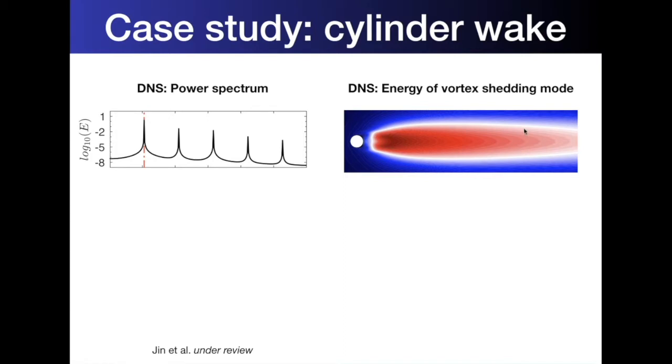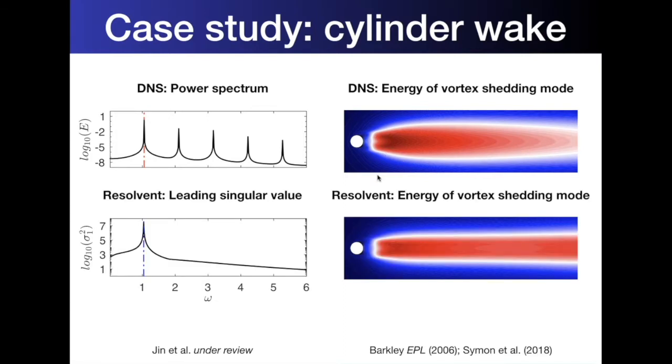This is what the energy of the shedding mode looks like, and then we can compare this with resolvent analysis. What's more interesting is what resolvent does not capture in comparison to what it captures. So it's missing peaks at all of these harmonics. The only peak it identifies is one at the shedding frequency, and this is related to the neutrally stable eigenvalue found by Barkley.